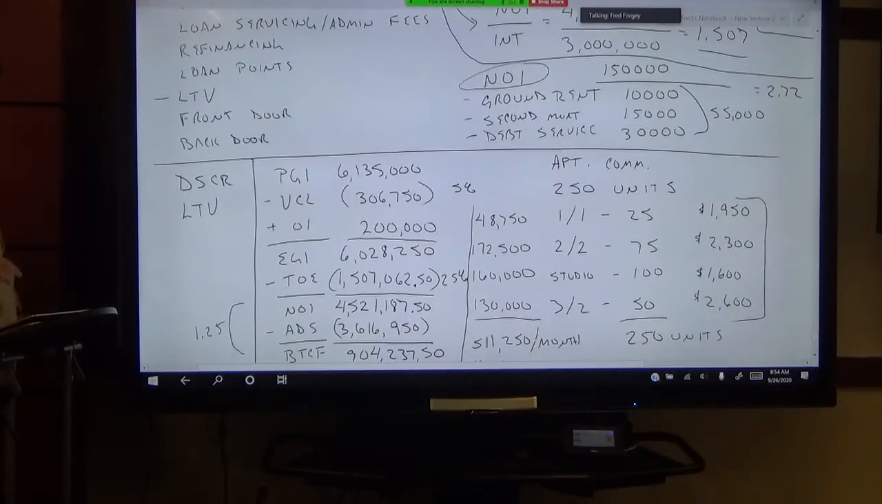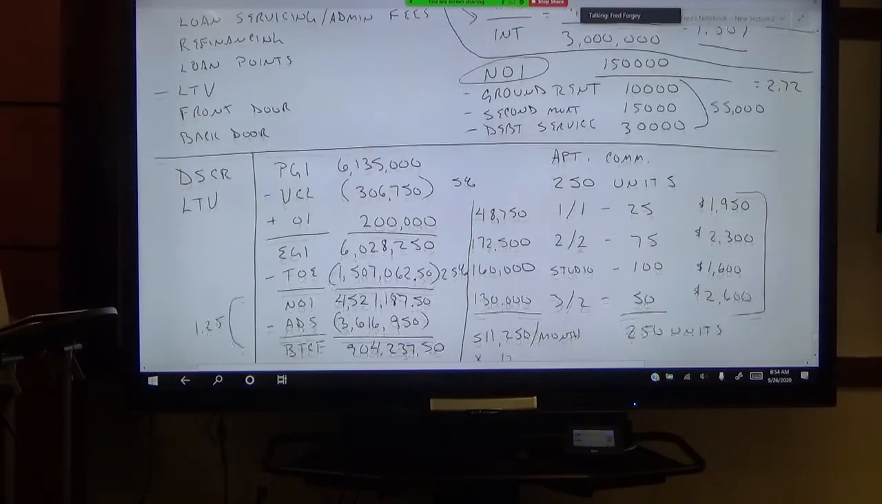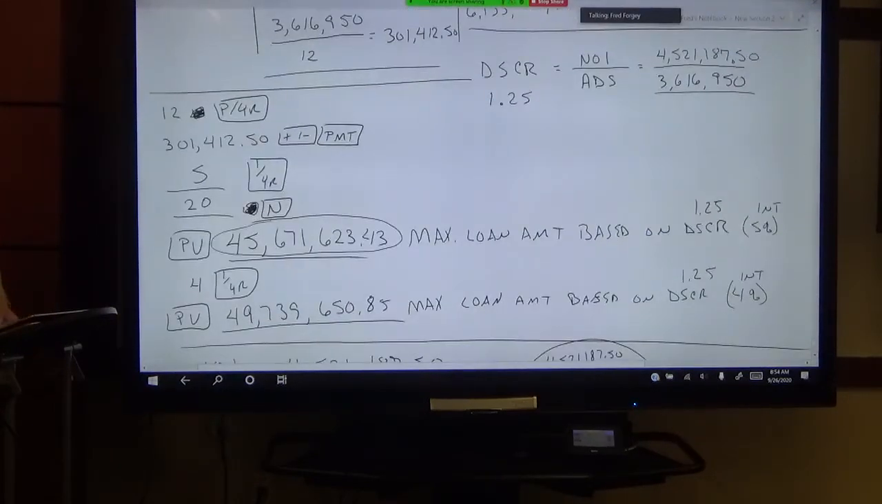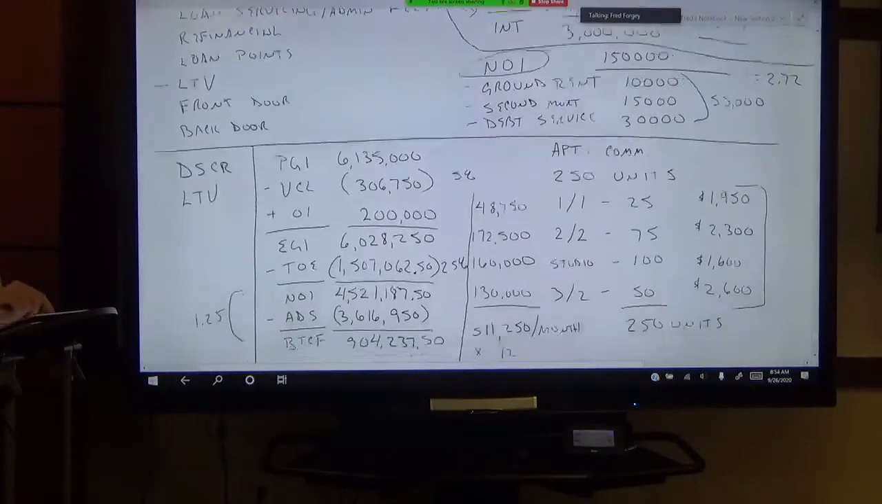Moving on. So we've got, looks like, loan servicing, refinancing, loan points, and then front door, back door. Okay. So we're way ahead of schedule in a good way. All right. So loan servicing.